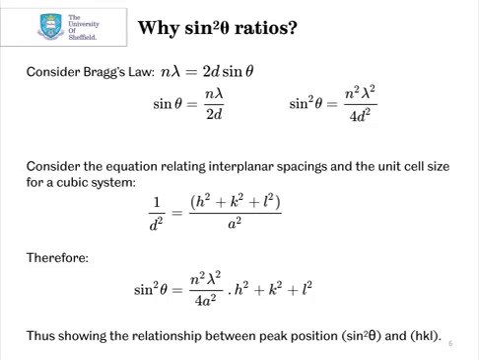We can also consider the equation that correlates the d-spacings between planes in a lattice and the unit cell size for a cubic system: 1 over d squared equals h squared plus k squared plus l squared all over a squared. Combining these two equations gives us sine squared theta equals n squared lambda squared over 4a squared multiplied by h squared plus k squared plus l squared. This n lambda section effectively becomes a constant, and so we can ignore that for the time being. So what you can see is there's a direct correlation between the position of the peaks in sine squared theta and the Miller indices h, k, l.